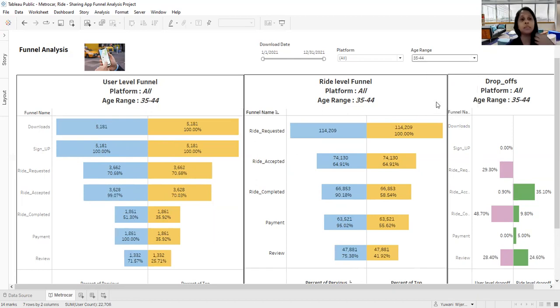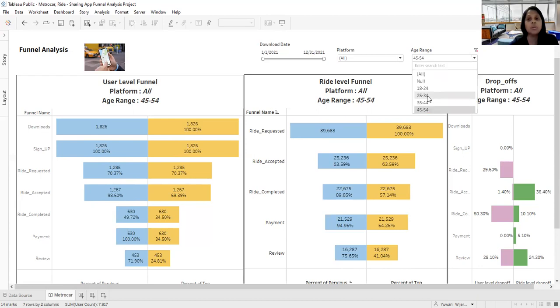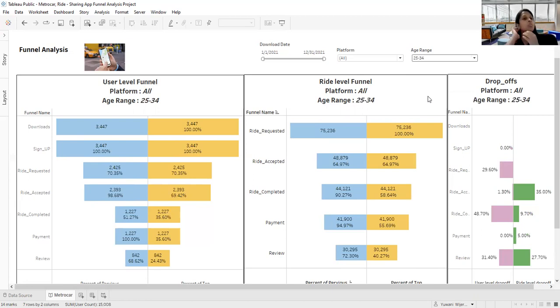As for the recommendations, targeted marketing can be done for this specific 35 to 54 age group. And retention strategies can be done for the 45 to 54 age category, and also the 25 to 34 age category. These are the most working personnel in our age category.